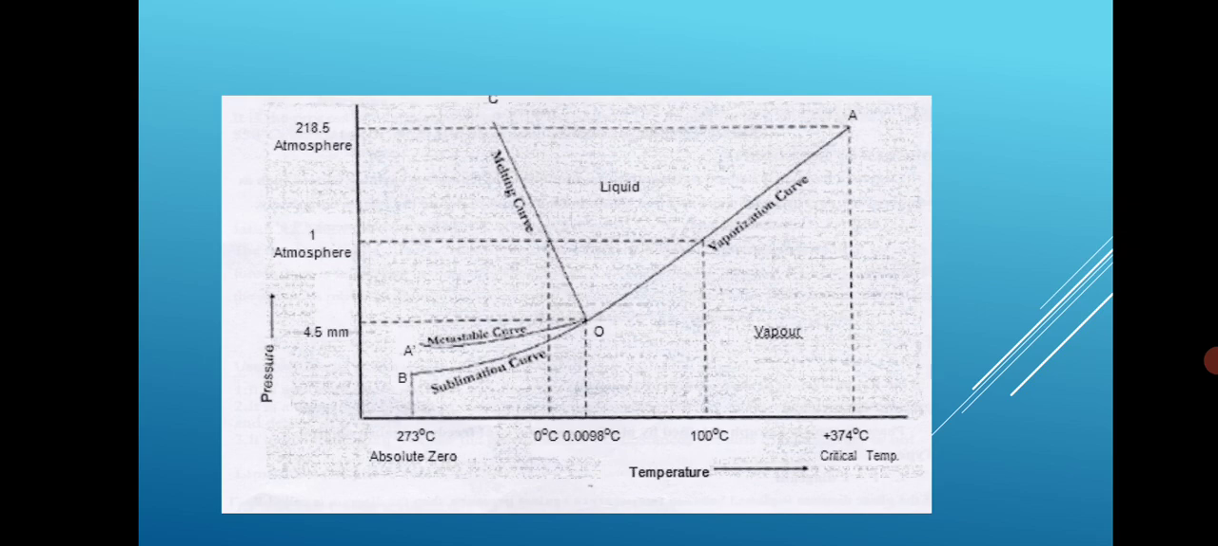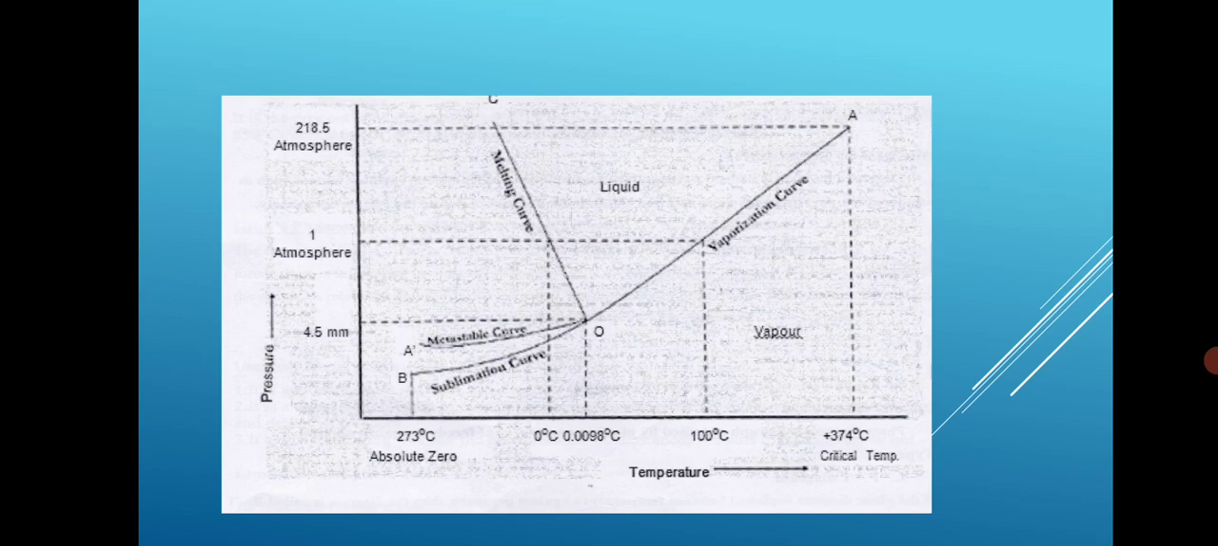Then curve OC is called the melting point curve of ice. It represents the equilibrium between ice and water. Along this curve, the equilibrium exists between ice and water. The curve OC is slightly inclined to the pressure axis, which indicates that the melting point of ice decreases with increase of pressure.